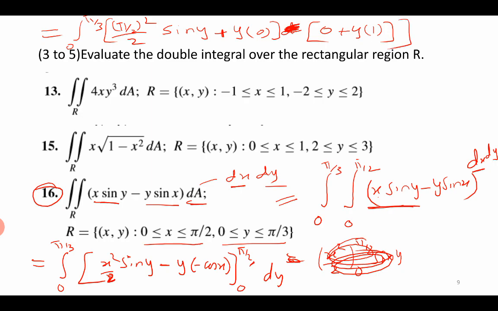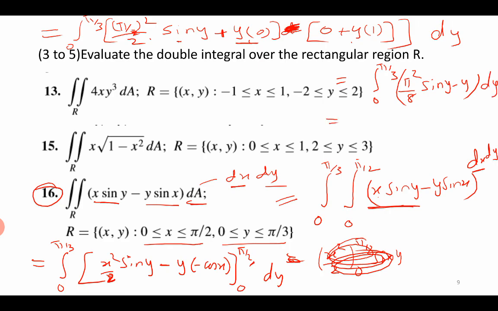That's it. We substitute outside dy. Simplify the term inside, which is the first term: pi square over 4 divided by 2, pi square over 8 sin y plus y, this is 0, so minus y. So that's the term we are getting here. Integrate 0 to pi by 3 pi square over 8 sin y minus y dy.